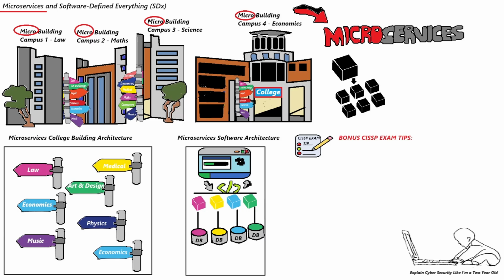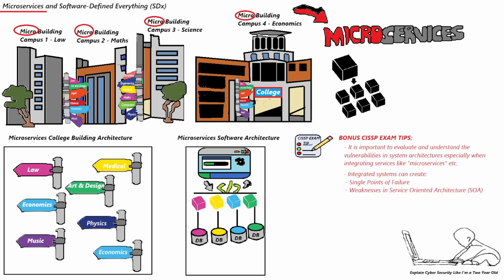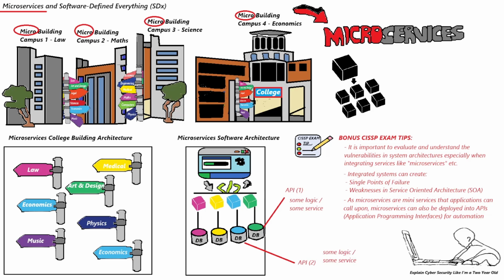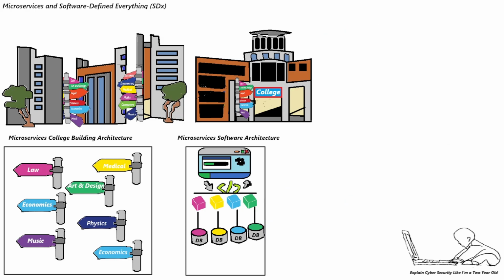It is important to evaluate and understand the vulnerabilities in a system architecture, especially when integrating services such as microservices. Microservices may also be used through the use of APIs, application programming interfaces. For example, each microservice in the example here may have a specific API to do some logical service. These APIs can be called by the application when needed.